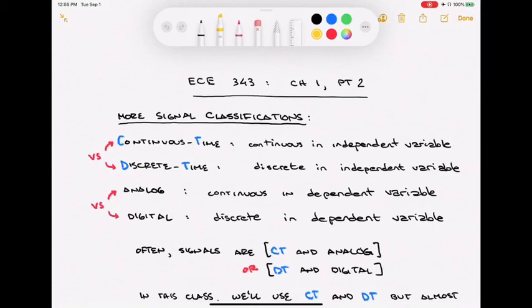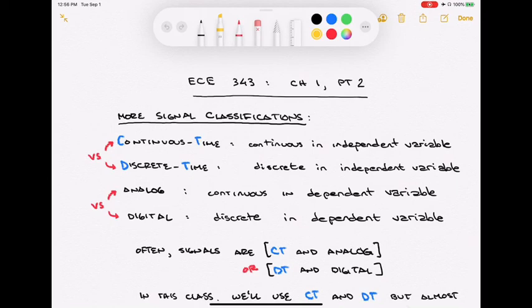So this is ECE 343 Signals and Systems. We're in the first chapter and it's the second lecture. Last time we talked about signal classifications such as energy and power. We also talked about various operations such as operations on the independent and dependent variables. Today, we're going to continue our discussion of signals. We'll do some more signal classifications as well as some useful signal models.